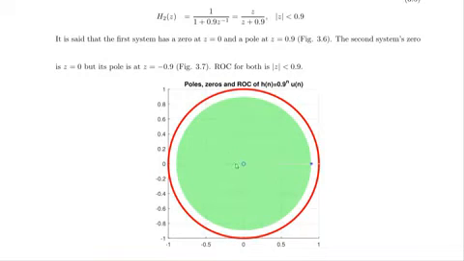So the first deduction: the ROC can contain zeros but cannot contain poles, because poles reside in the denominator, and if they are going to be zero, the whole fraction will be infinity. So you can never find an ROC including poles. Okay.